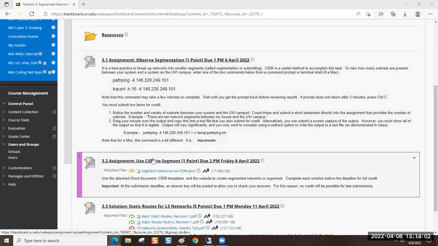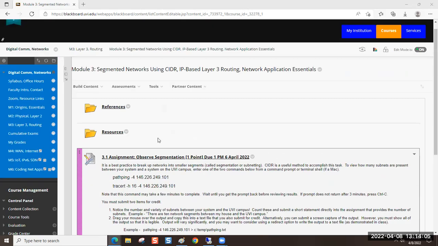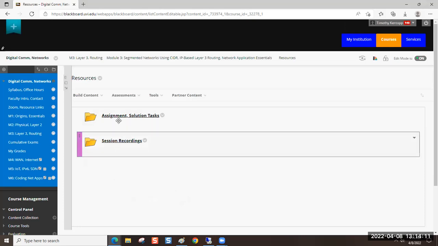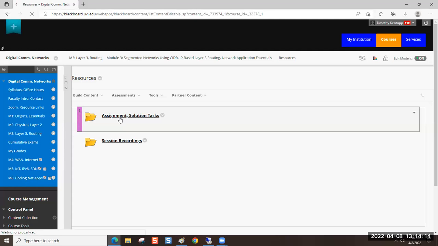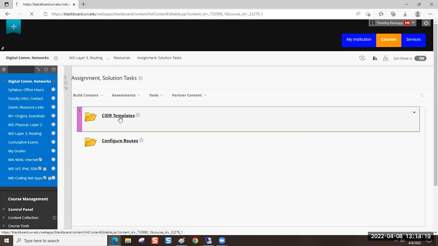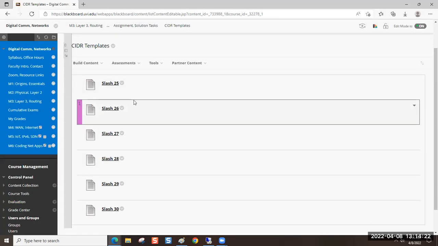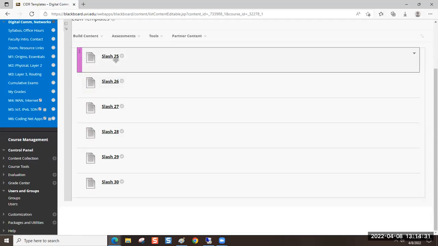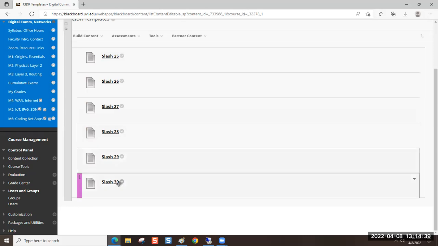So if you would, in your Blackboard, you'll notice in resources, there is a folder called assignment and solution tasks. And when you come into here, you'll see CIDR templates. And what I want you to do to complete the 3.2 assignment is to download a copy of each of these CIDR templates, classless internet domain routing templates. Okay, all 6 of them. Now you won't use these very often.